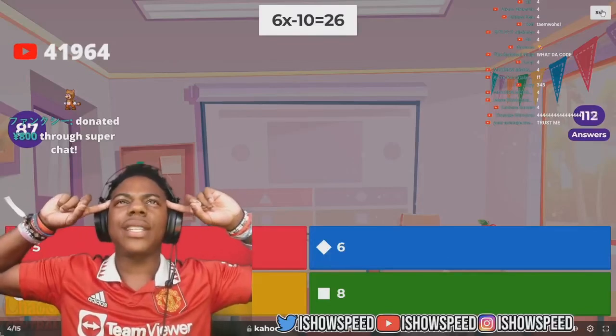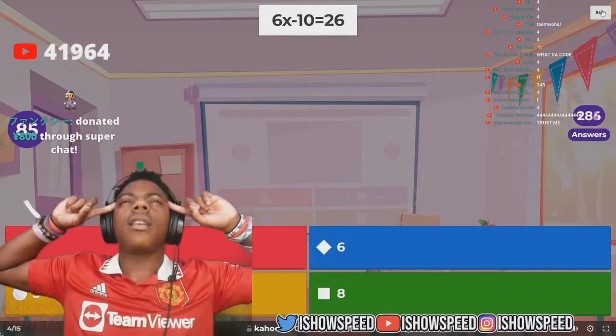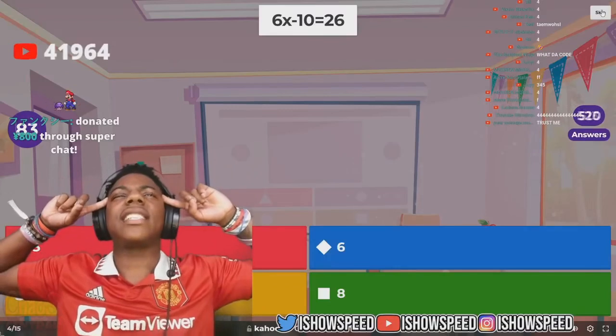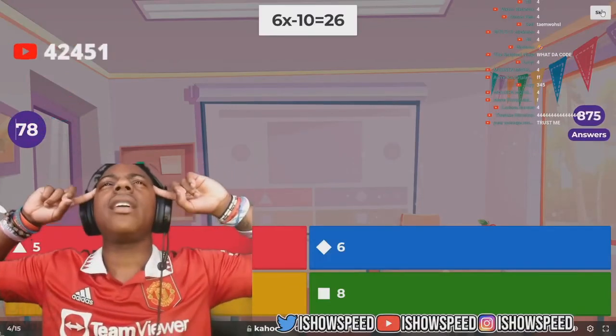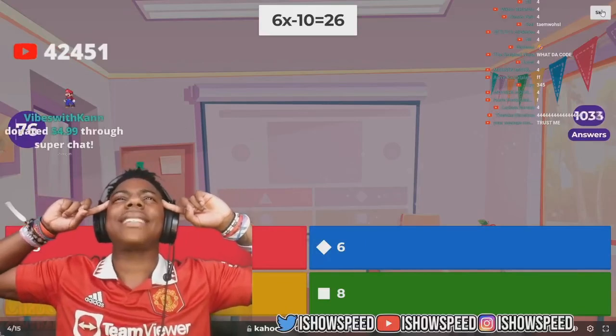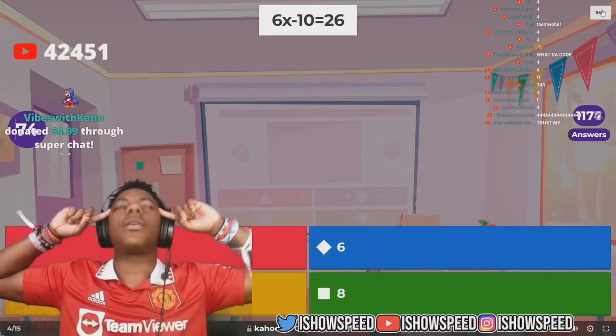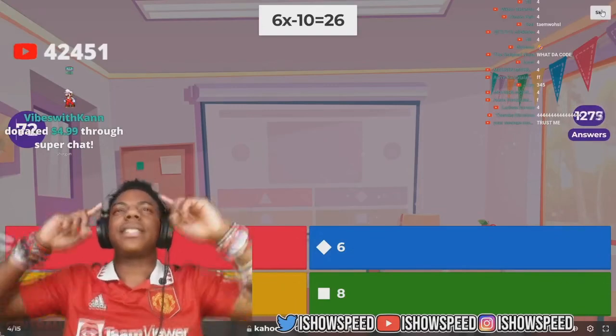6x minus 10 equals 26. What is the opposite of multiplication? It's divide. So 6 divided by 26 equals 10. 10 minus 10, you have to do that. And 10 minus 10 equals 0, but you have to add that by 10. Equals 26, then plus 10 on both sides. The answer has to be 6.